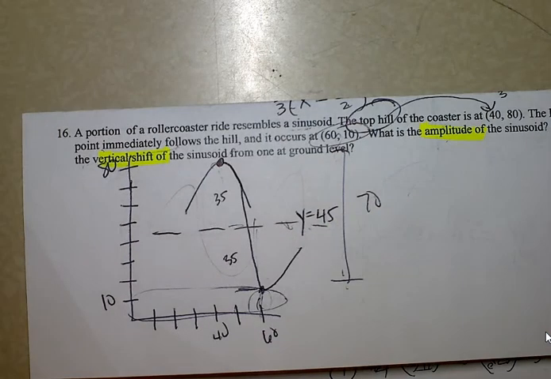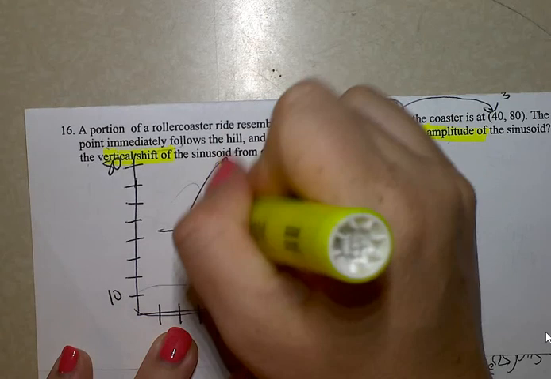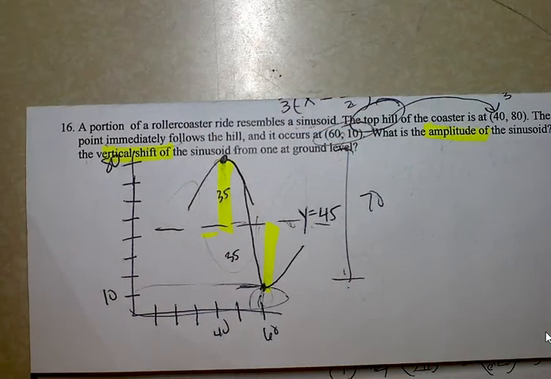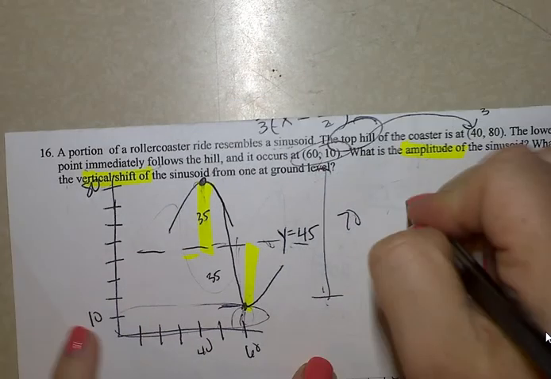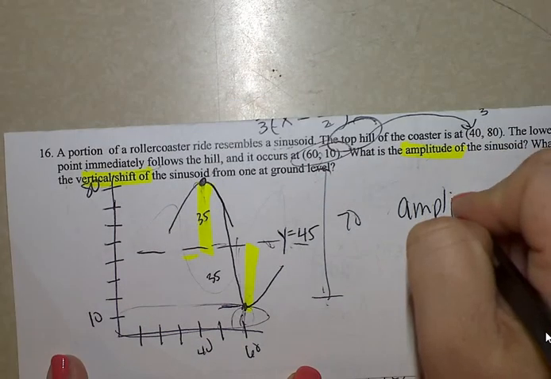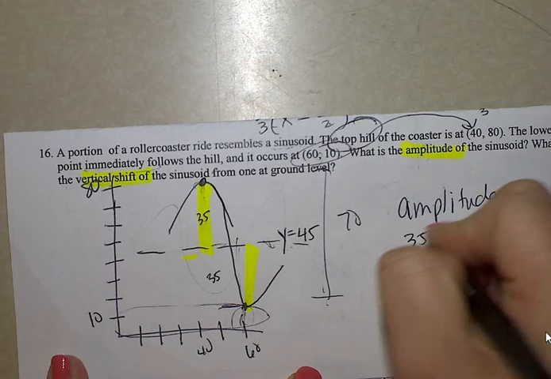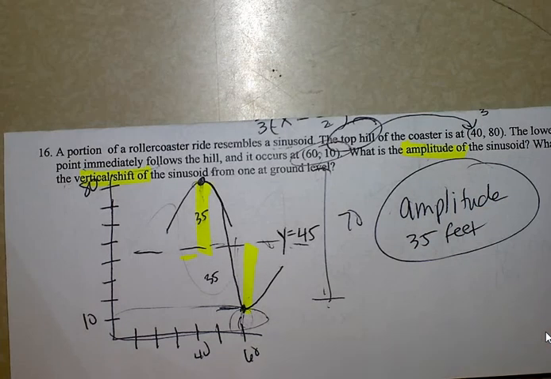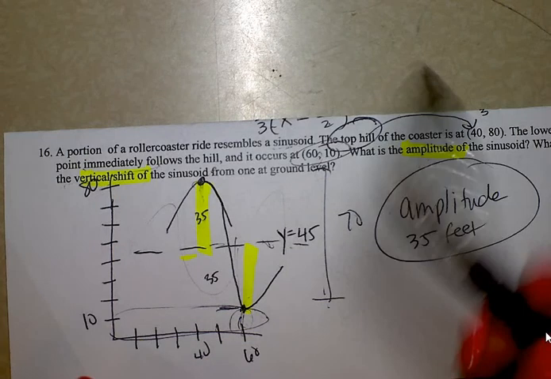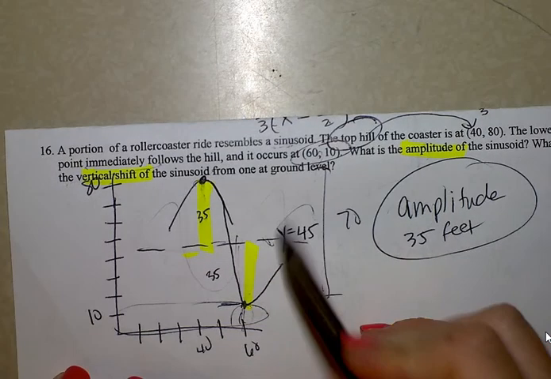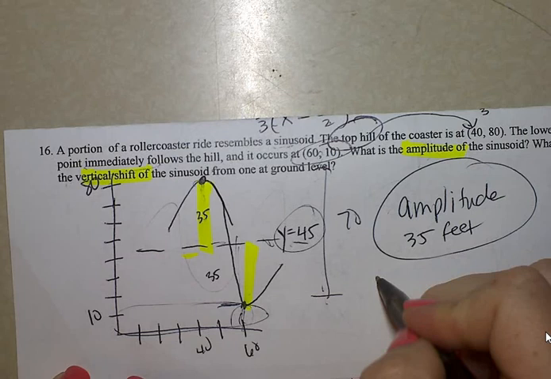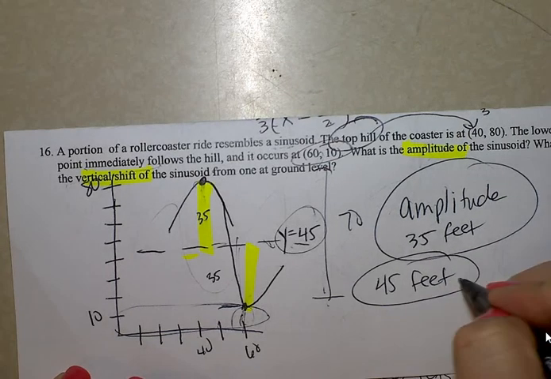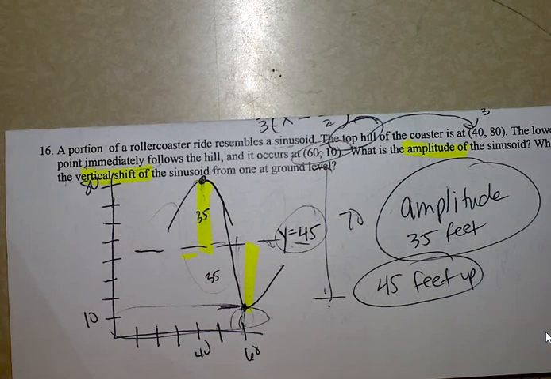So what is the amplitude? The distance from the highest point to the midline or the lowest point to the midline should be the same. The amplitude is 35 feet. And what is the vertical shift? That means what is your midline? Your midline is 45 feet. I probably should say 45 feet up to know that's obviously not going below ground level.